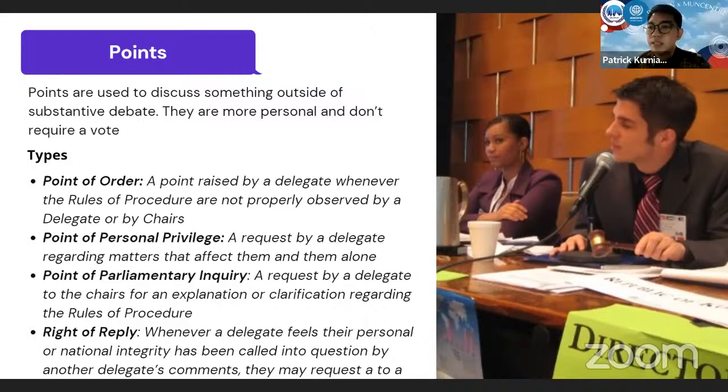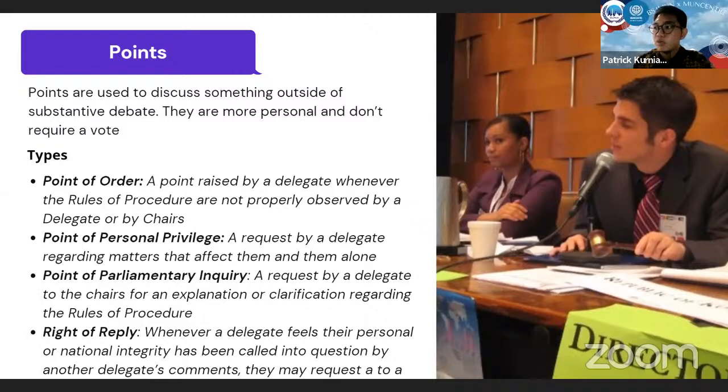So when exactly can you raise a right of reply? I've seen too many misconceptions of right of reply. People think when another delegate disagrees with their point, then you can raise a right of reply, but you cannot, because disagreeing in an academic competition, especially in a conference like MUN, is not a personal attack. It's just an academic discussion. Instead, if they attack you personally, for example, in the instances of sexism or racism, in that situation, yes, you have to raise a right of reply.